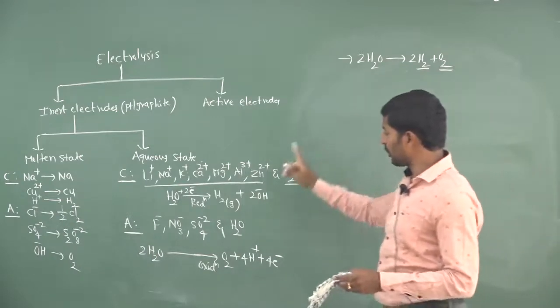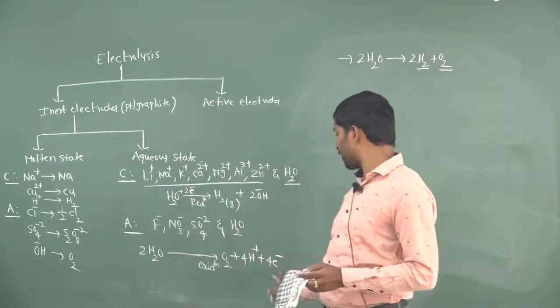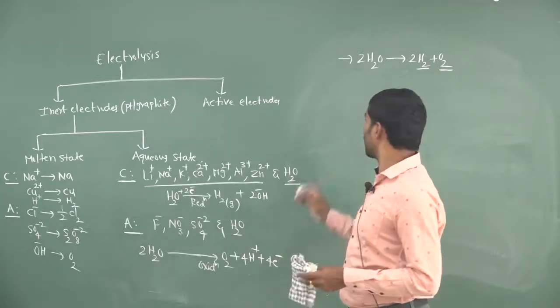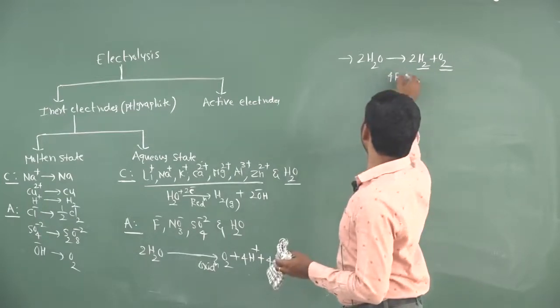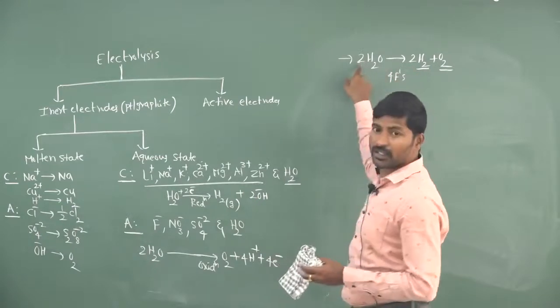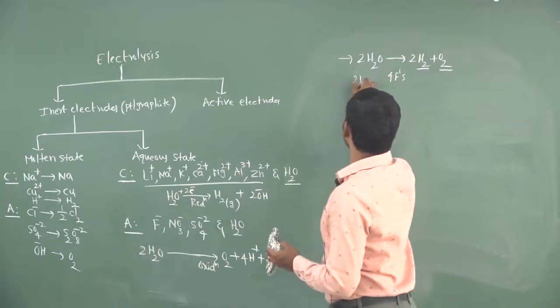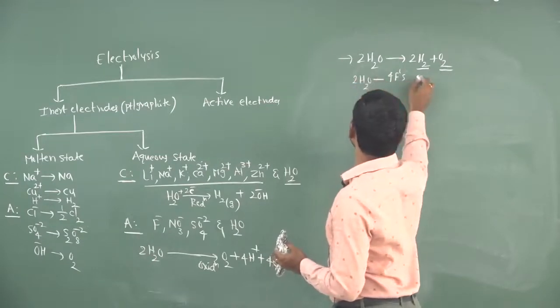For the electrolysis of 2 moles of water, how many Faradays are required? How many moles of electrons are involved? 4 moles of electrons are involved. So 4 Faradays are required for electrolysis of 2 moles of water.